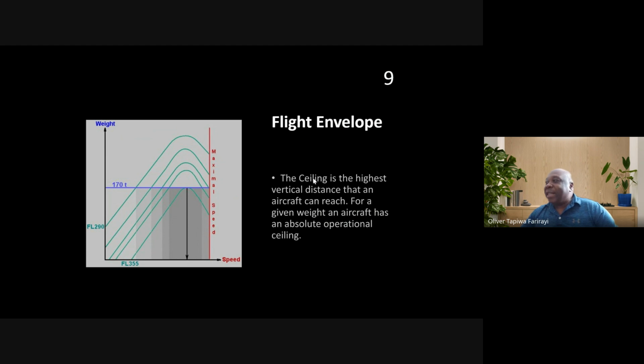So what is a ceiling? Ceiling is the highest vertical distance that an aircraft can reach. For a given weight, an aircraft has an absolute operational ceiling. You can't go beyond the absolute. No, I'm not saying you can't. You shouldn't go beyond the absolute operational ceiling. You can go, and then some edge will happen. Like you can even get structural damage to an aircraft.